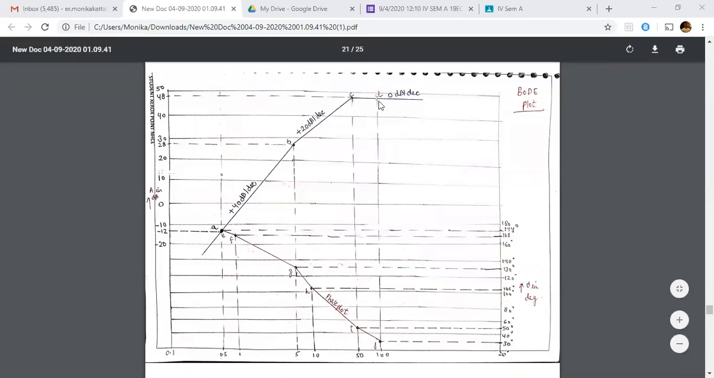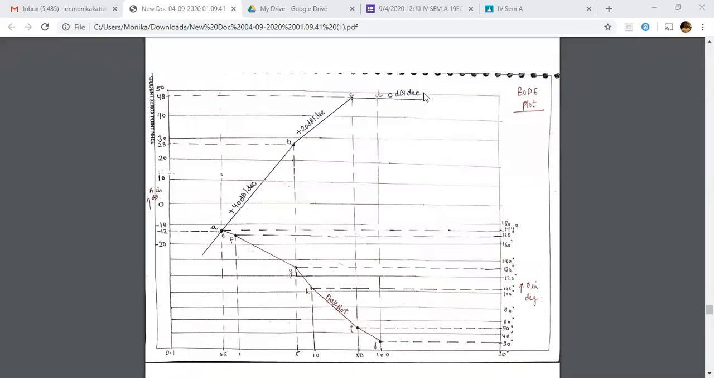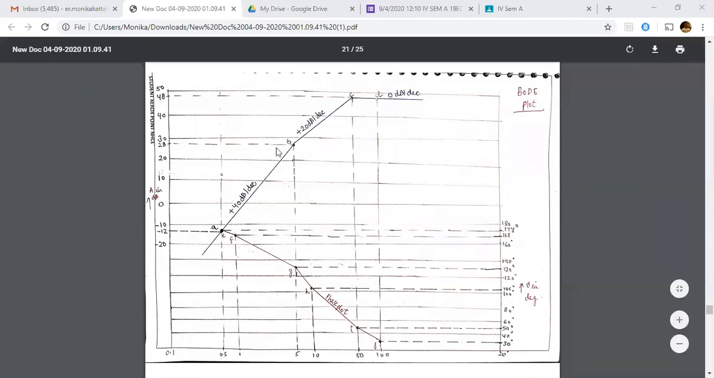From C to D, there is no change in magnitude. It is 0 dB per decade. That's all. This completes your magnitude plot. Any doubts in the magnitude plot? Okay. Magnitude plot, is that clear? Please respond, everyone. Chandramohan, Anand. Clear, ma'am. Understood.